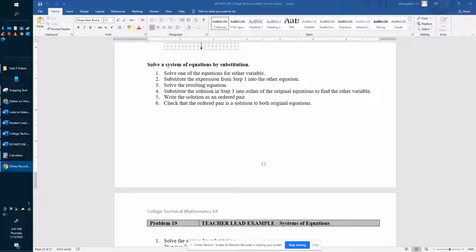In this video, we are going to try a different strategy when solving a system of equations. In this video, we are going to use substitution. These are the steps in which we will utilize for this strategy.